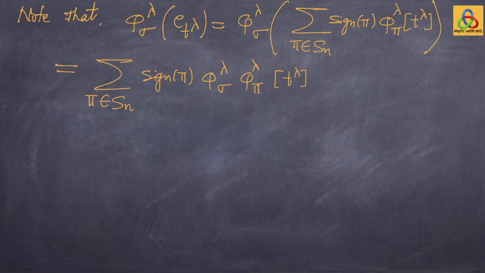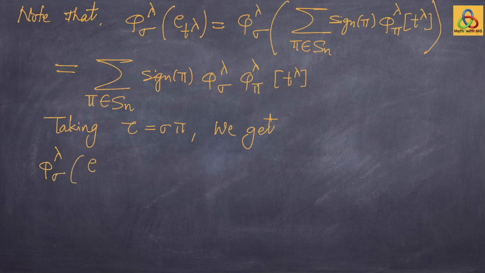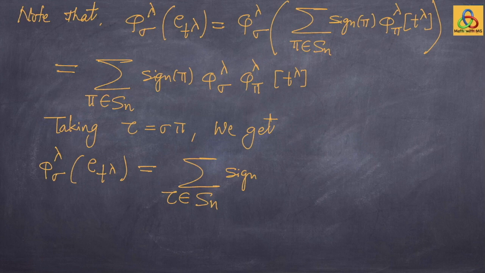Since phi lambda is a representation, it's a group homomorphism. So phi lambda sigma into phi lambda pi is the same as phi lambda of sigma pi. So as you vary pi in Sn, it is equivalent to varying sigma pi in Sn. Taking tau to be sigma pi, we get that phi lambda sigma of E of T lambda can be written as the summation over tau in Sn of sign of pi, but pi is the same as sigma inverse tau. So sign of sigma inverse tau and phi lambda tau of the lambda tabloid T lambda.